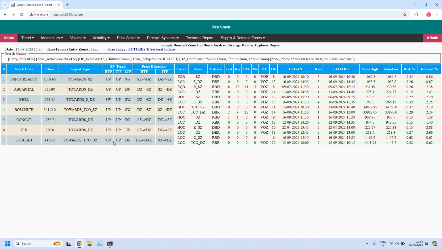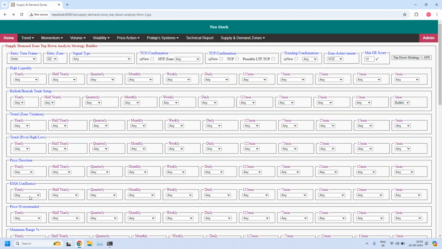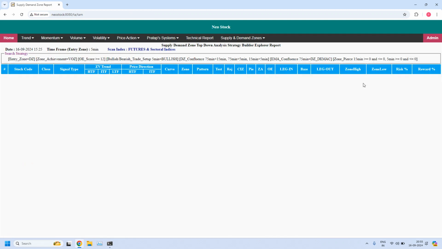If any of these 75-minute zones, except the third one, is having EMA confluence, it is a high probability trade setup, daily EMA confluence. So in the EMA confluence, 75 minutes time frame, I check for 75 minutes demand zone with daily EMA confluence. No stocks are filtered. None of them are having EMA confluence. Fine.